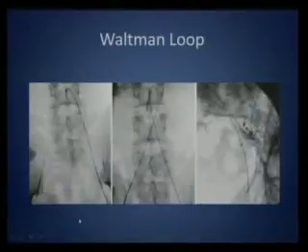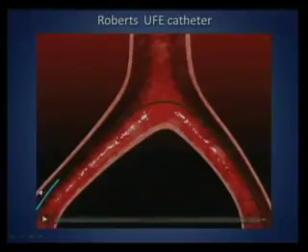I still do that. A lot of people are worried about this because what has happened is when they have formed this loop, they've actually entangled and formed a knot in the catheter. So that becomes problematic, but a lot of people still use it. This is what Dr. Weir used, the UFE type of catheter, which will go in and form a shape there.